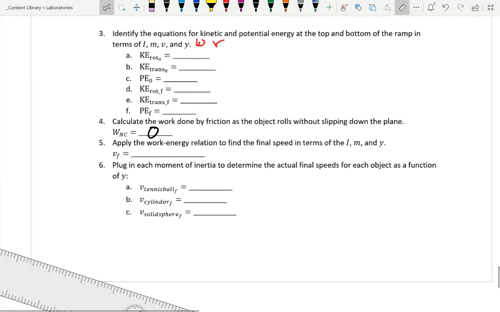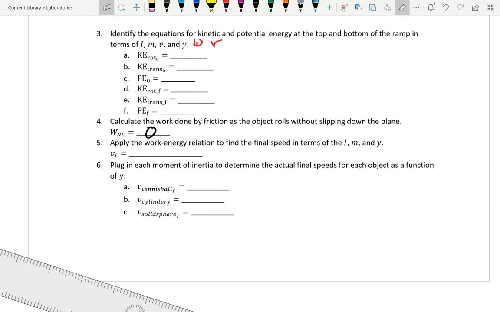Apply the work energy relation. 0 again? Why? Because there's actually no motion between the two surfaces. The point of contact is stationary as it rolls down, because it's not slipping. If it was slipping, then it would take away energy. Since it's not slipping, what it's doing is it's the vector through which you transfer potential energy into rotational kinetic energy.